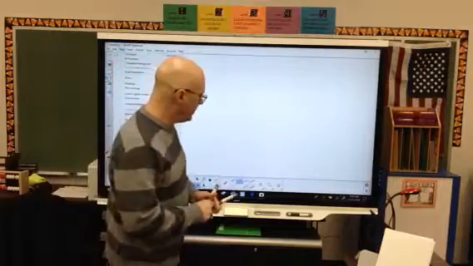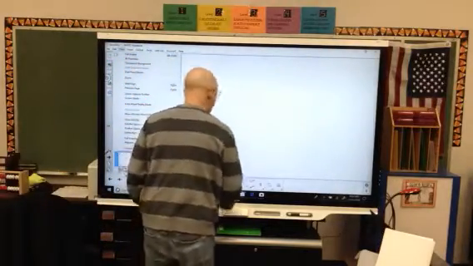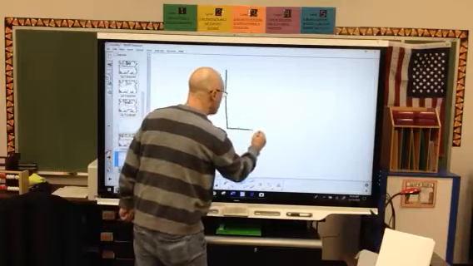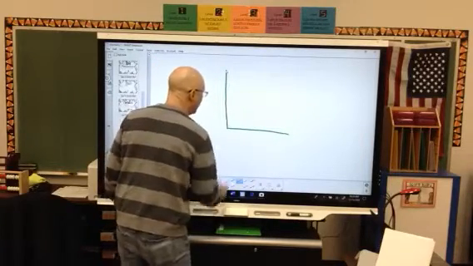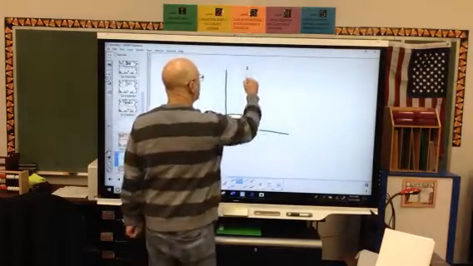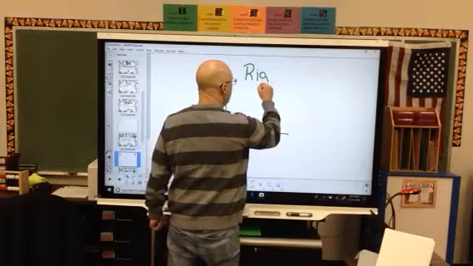A right angle is an angle, and the right angles are all over the place, where you have like a perfect square, okay? That is a right angle. It's notated with a little square like that. That's called a right angle.